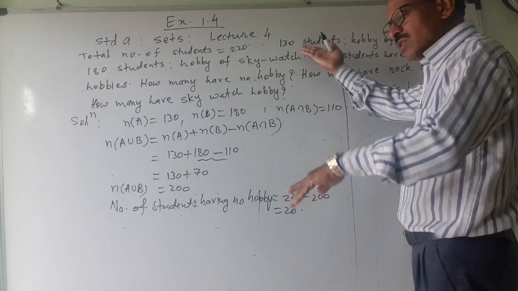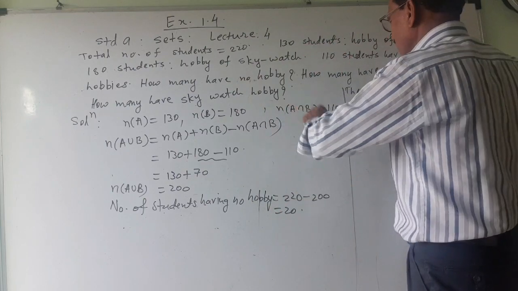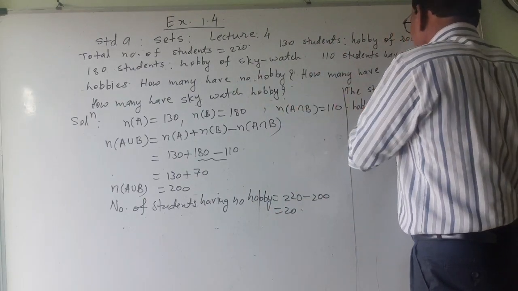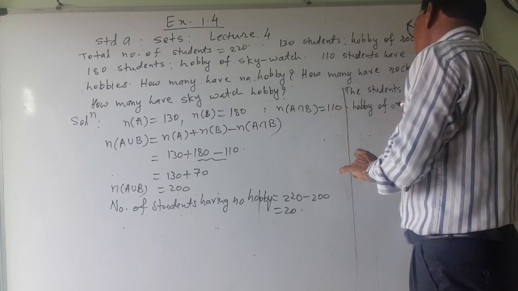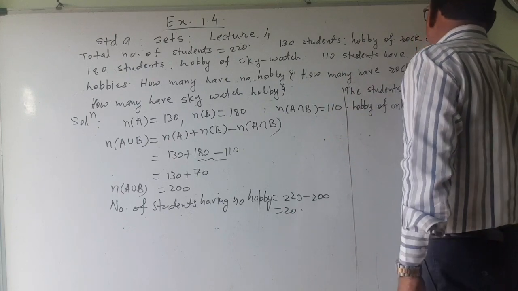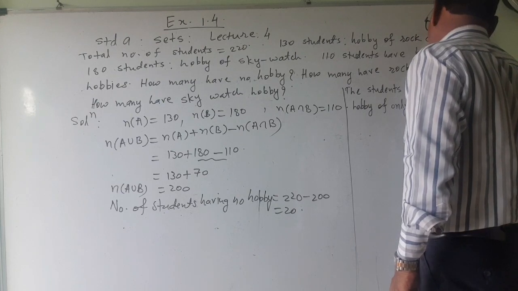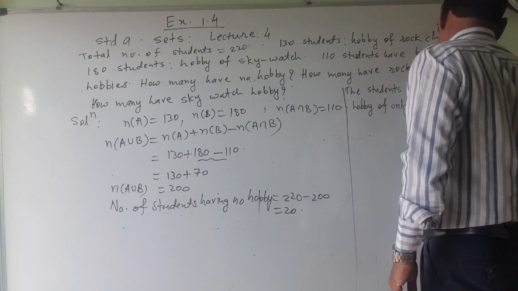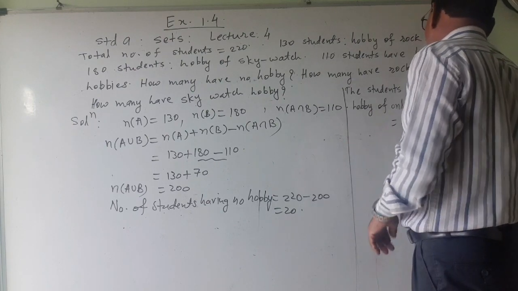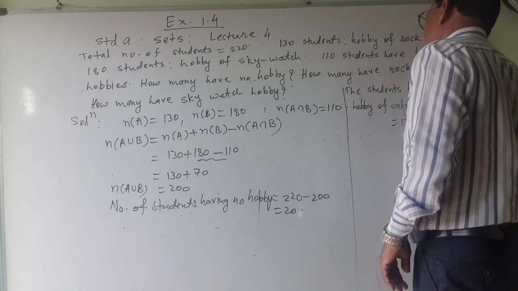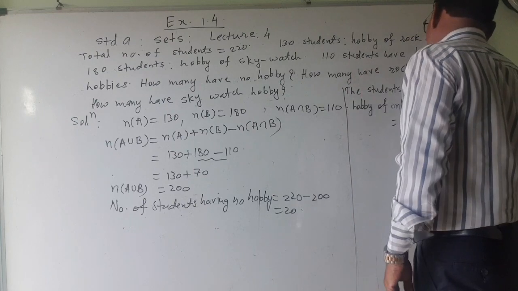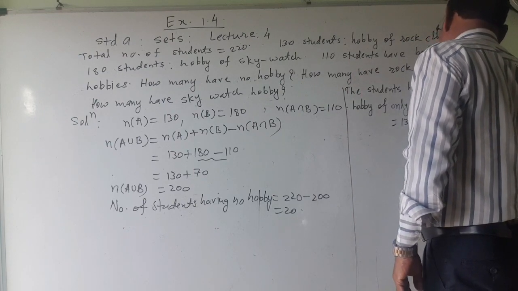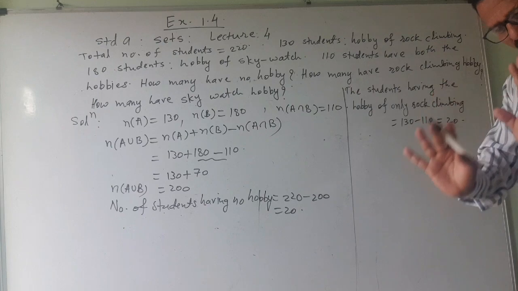In this there were both the students, rock climbing also, sky watching also. But the students having the hobby of only rock climbing is equal to 130 minus this common 110 is equal to 20 students. 20 are only having this hobby.